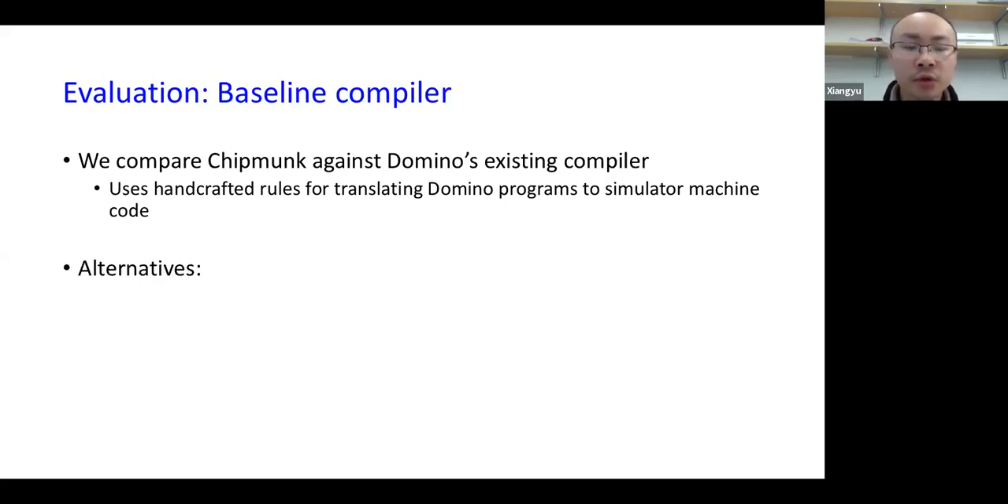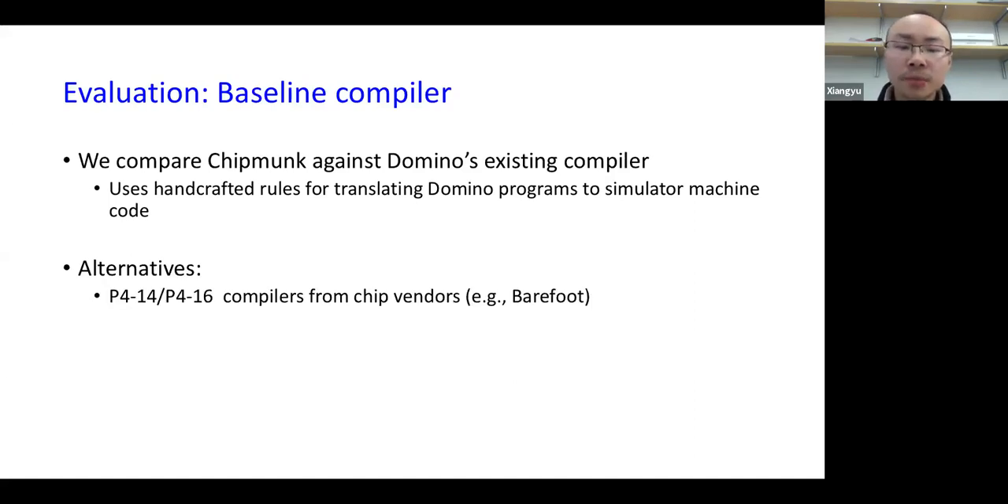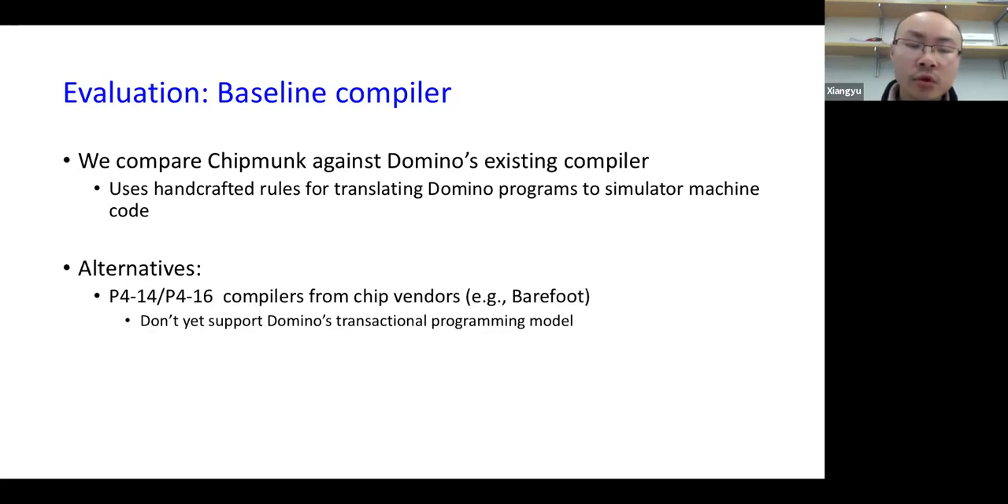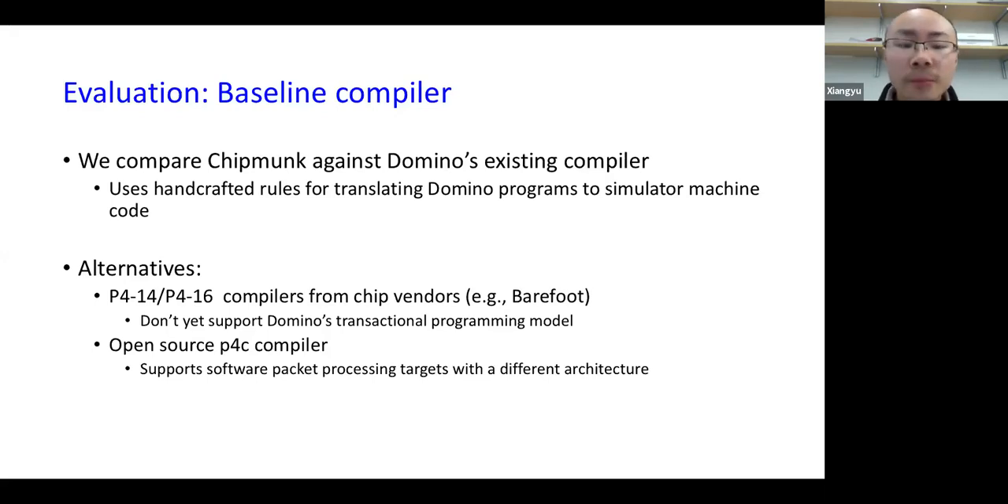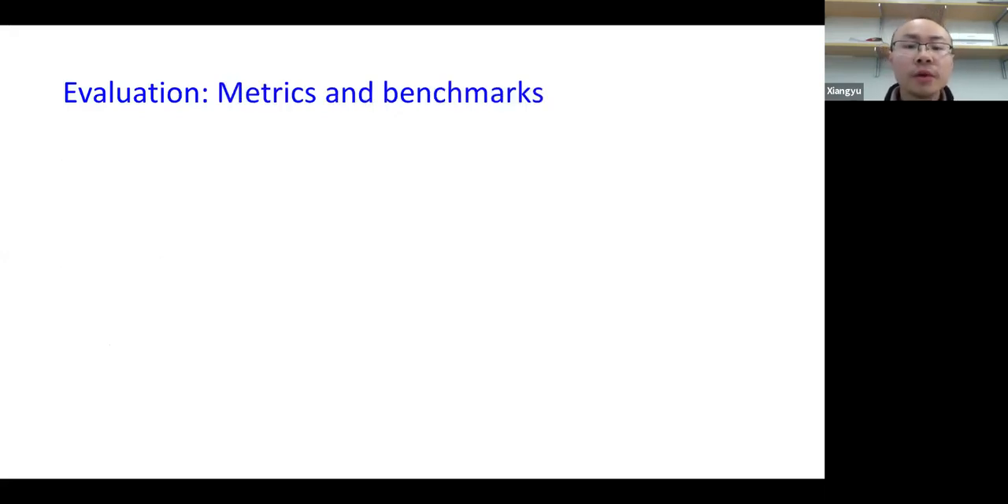For alternatives, we also considered some commercial compilers from chip vendors such as Barefoot. But these compilers don't yet support the high-level transactional programming model that programmers use in Chipmunk. We also considered the open source P4C compiler, but it currently only supports software targets such as eBPF and the behavioral model. So we compare Domino and Chipmunk on two metrics.